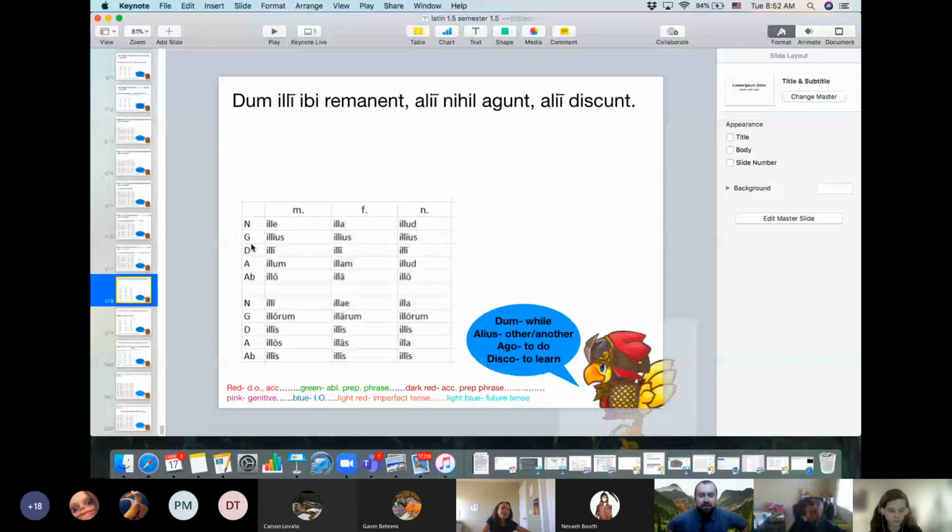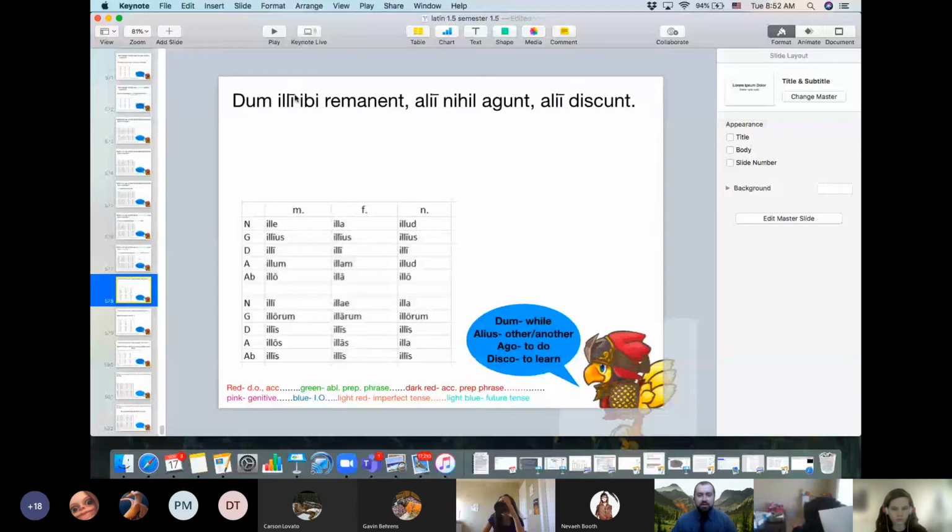But anyway, this looks to be the last one of the day. So doom is a new adverb, I think, or it might be a conjunction. It's kind of a gray area there, but it means while. And then I see illi, and ibi is just there, and remanet is just to remain, right?